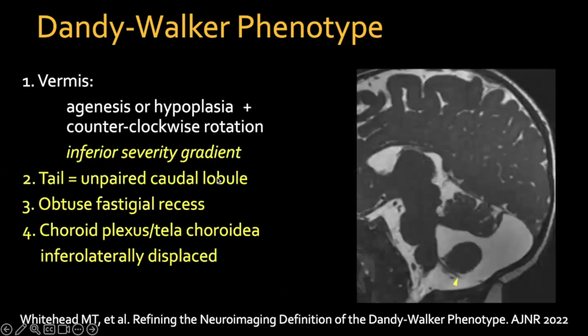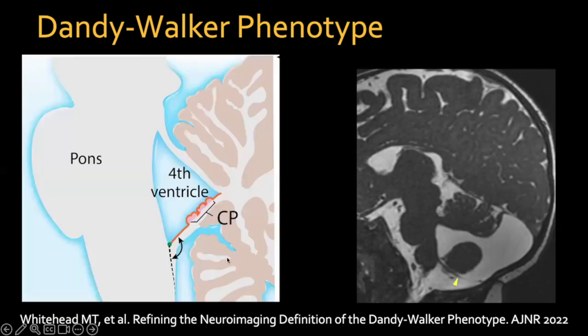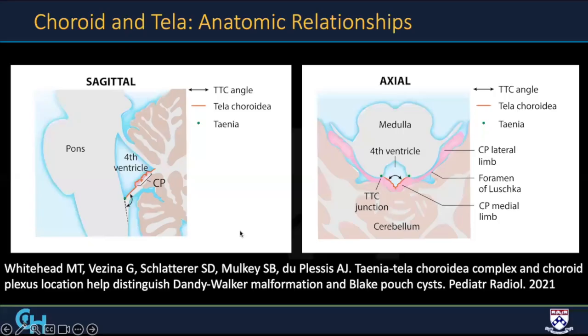And so the new real criteria is hypoplastic vermis, inferior severity gradient, counterclockwise rotation. There's a tail of tissue, which is the unpaired caudal lobule, coming off the lower margin of the vermis, an obtuse vestigial recess, look how flat that is, and a chorioplexus and telochoroidea displaced infralaterally in concordance with the known embryology there. So, this is where the telochoroidea and the chorioplexus belong, kind of up and in rather than down and out in normal scenarios. So we no longer care about the torcular, just to reiterate that point.